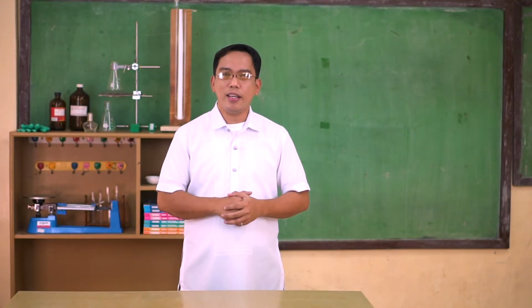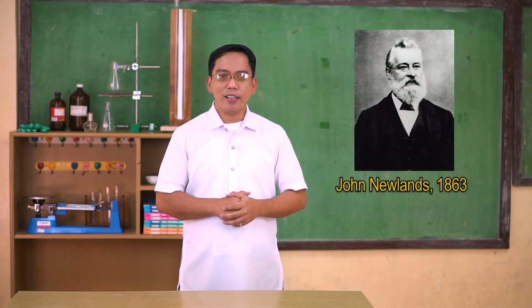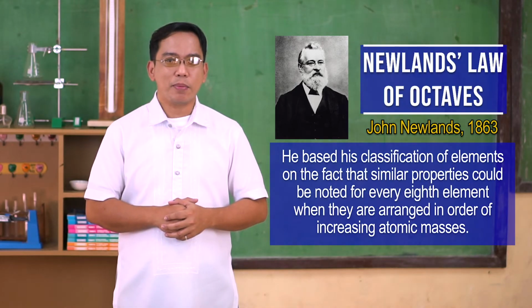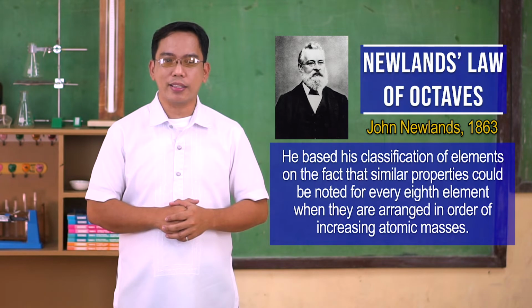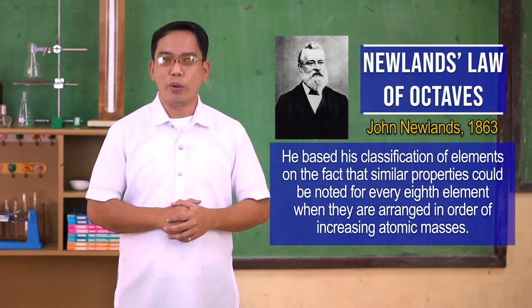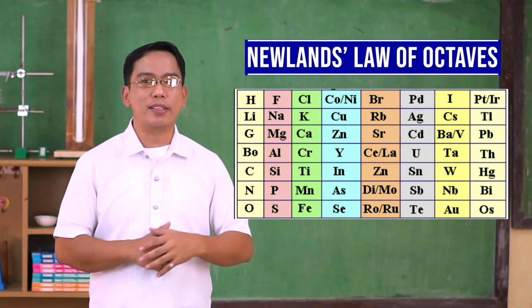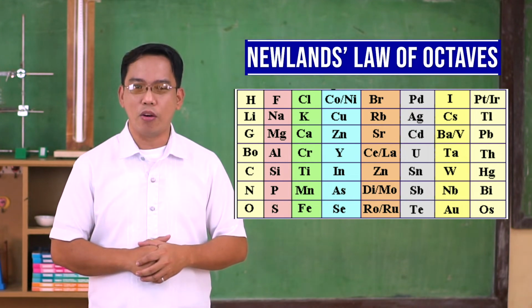In 1863, John Newlands, an English chemist, proposed the law of octaves. He based his classification of elements on the fact that similar properties could be noted for every eighth element when they are arranged in order of increasing atomic masses. This table shows elements grouped according to Newlands' law of octaves.